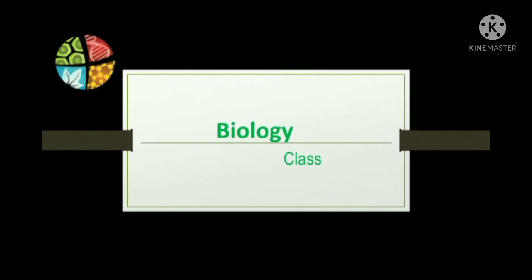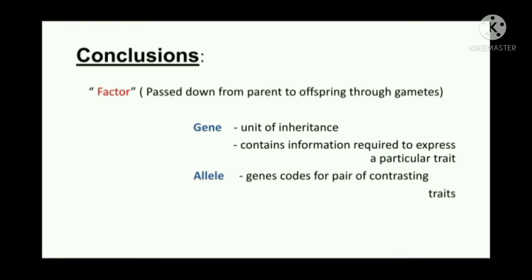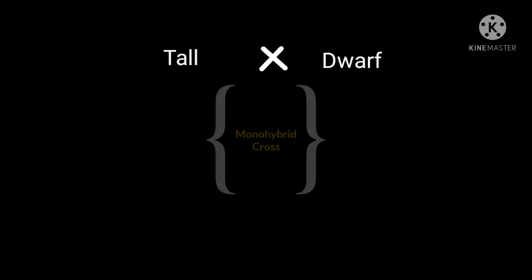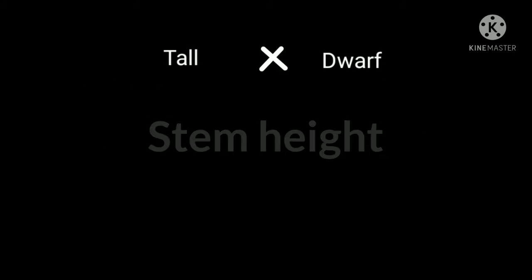In the previous video, we discussed the experiments conducted by Mendel and the conclusions he arrived at after that. So in the F1 generation, a tall plant was crossed with a dwarf plant. Since only one character was considered in this experiment, it is called a monohybrid cross. And the character considered was stem height, and the letter T was used to denote its alleles. The capital letter T was used to denote a tall plant and small letter t for the dwarf plant.